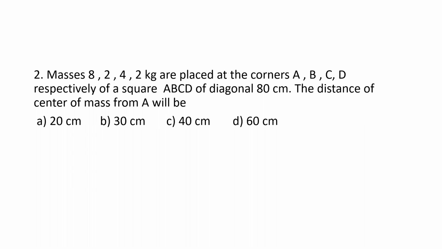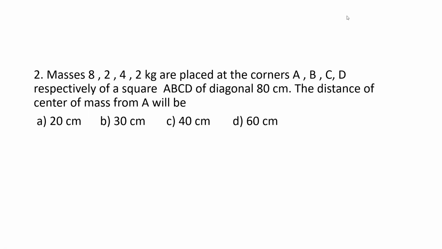Masses 8, 2, 4, 2 kg are placed at the corners A, B, C, D respectively of a square of diagonal 80 centimeter. The distance of the center of mass from A will be?